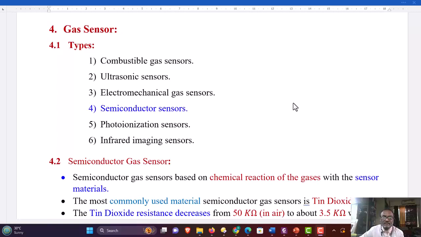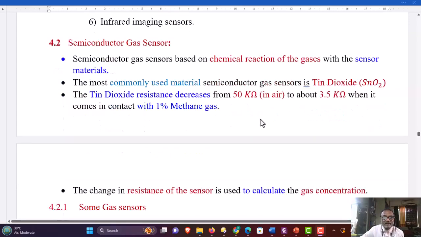Today we will see the gas sensors and light sensors. The various types of gas sensors are the combustible gas sensors, ultrasonic sensors, electromechanical sensors, semiconductor sensors, photoionization type of sensors, and infrared imaging sensors. Those are mostly used in detection of gases, whereas the semiconductor sensors are mostly stressed in your syllabus.